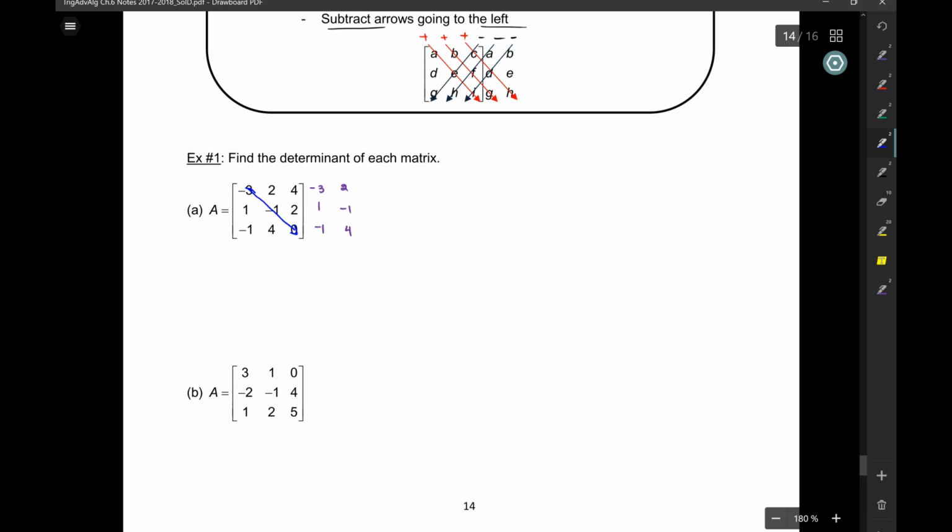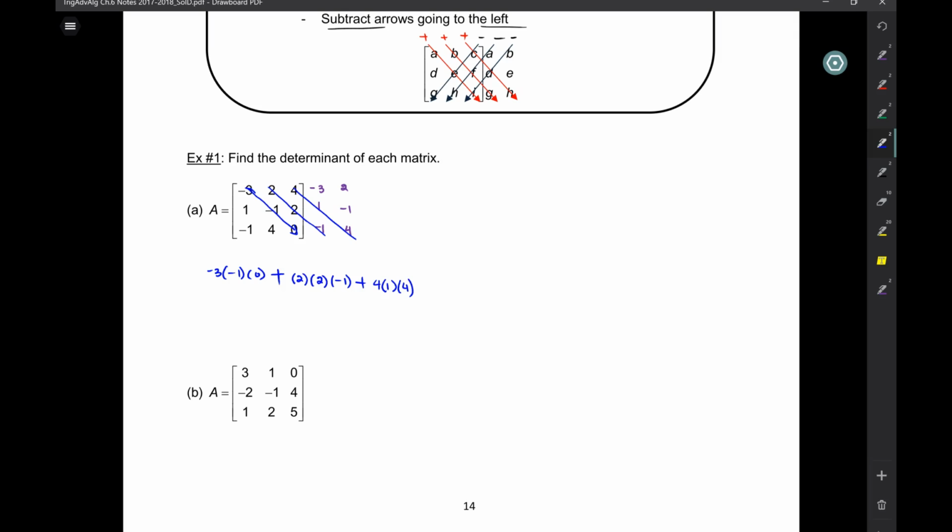If you multiply every number on that diagonal, what do you get? -3 times -1 times 0. Okay, now you do plus. I put in a plus, then I go to the other one. 2, 2, minus 1. Plus, go back. 4, 1, 4. Okay, now I've run out of 3-element diagonals, right?